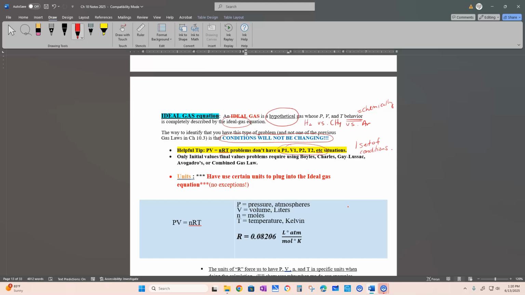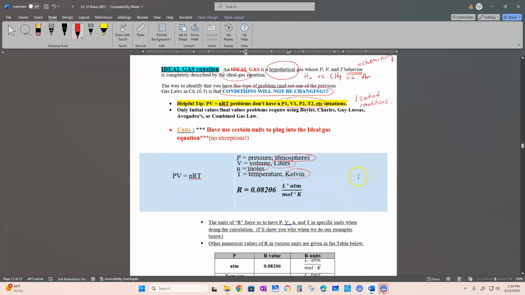You have to use certain units with this one. You have no choice, okay? With the other ones, pressure and volume can be any unit, but unfortunately with the ideal gas equation, you have to have ATM. With volume, you have to have liters. Moles is still moles, and temperature is still Kelvin.